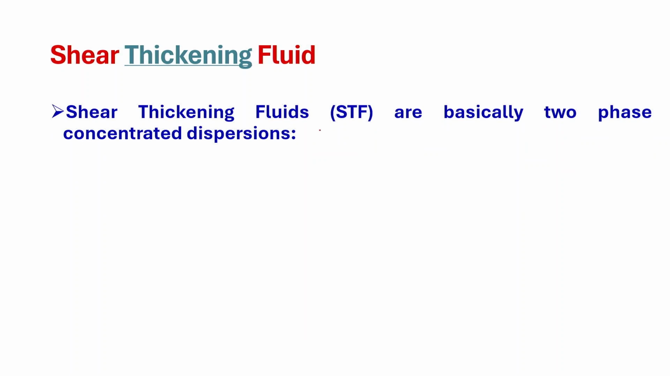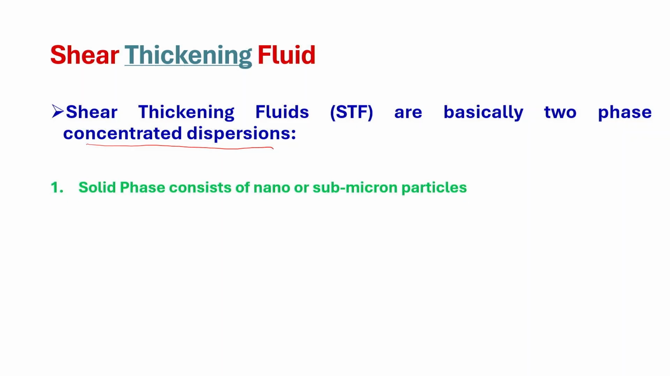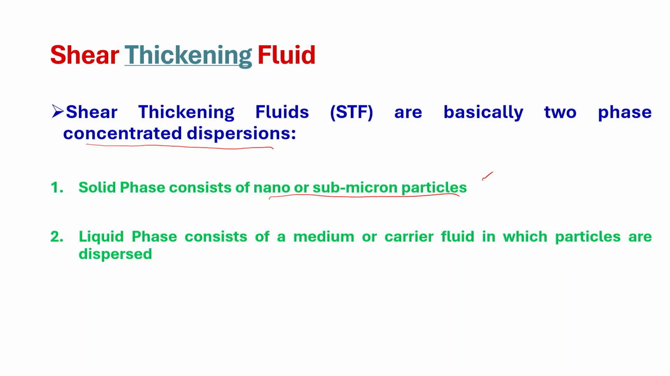The shear thickening fluid, called STF, is basically a two phase concentrated dispersion. One is the solid phase, which consists of nano or submicron particles. The other is the fluid phase, the liquid phase, which consists of a medium or carrier fluid in which the particles are dispersed. So, it is basically a dispersion model. One is the fluid, and these are the particles.